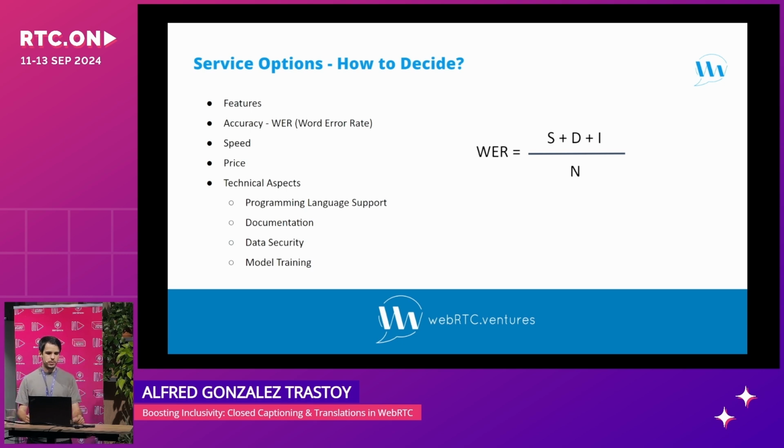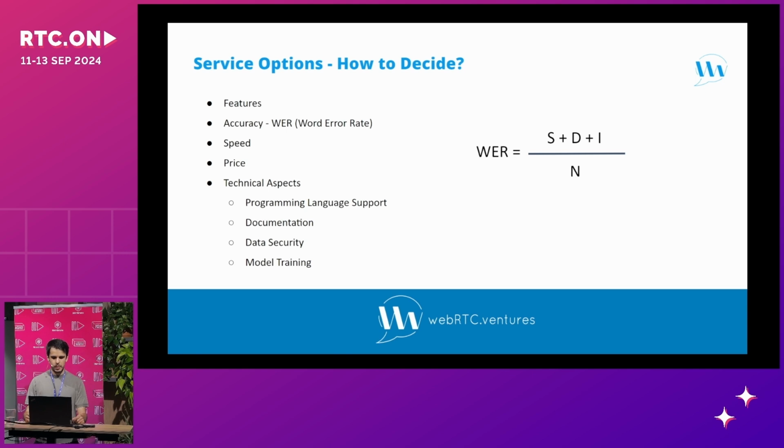Then you have to consider also the speed, which is how fast it can process the audio input, the price, and some technical aspects as well, like the programming language support, the documentation, whether it's good or bad, data security, and also model training, which can help with the accuracy of your model. It's useful if you want to increase the accuracy for domain-specific or technical conversations. And also, if there are different audio conditions, you could train your model, for different accents also.